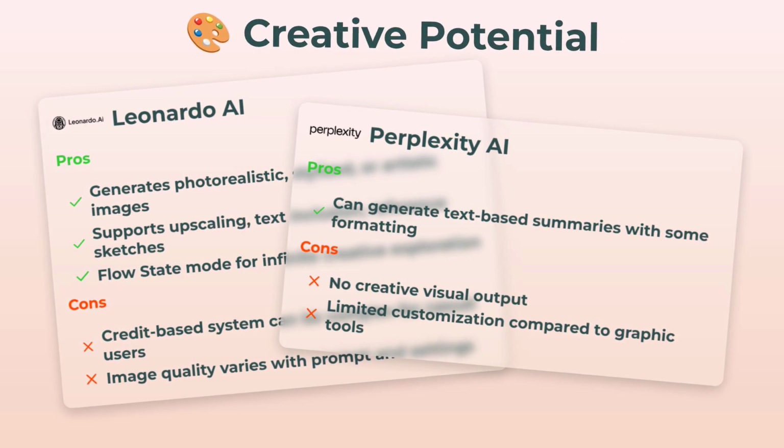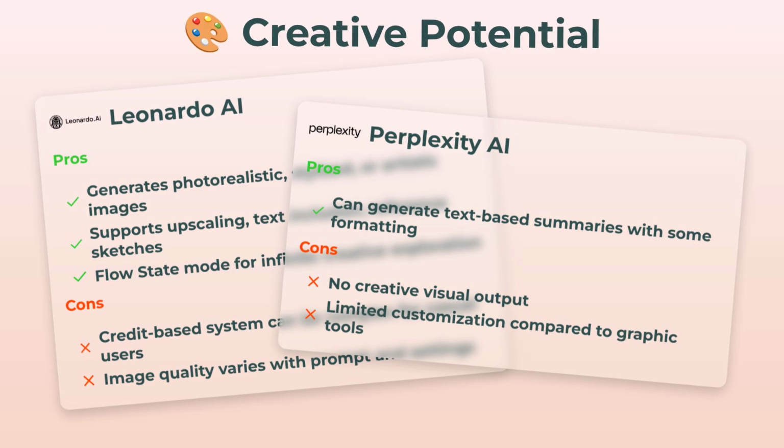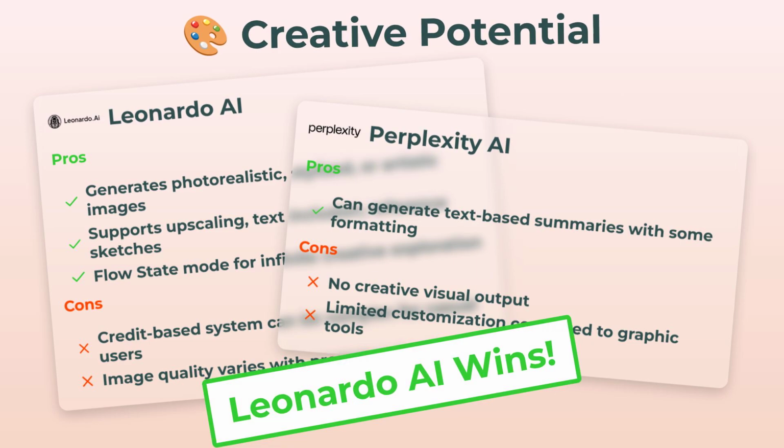Perplexity AI, meanwhile, is mostly about text. Sure, it can give you a summary and a fun layout, but creative images? Not happening. Customization's pretty limited, so if you're all about visuals, you might be left wanting. So, hands down, Leonardo's taking the crown for creativity.